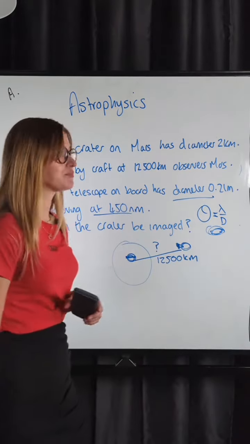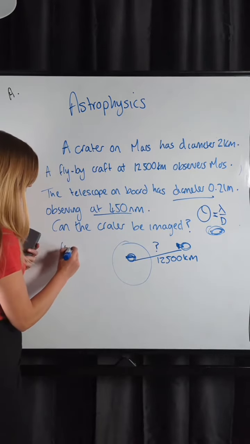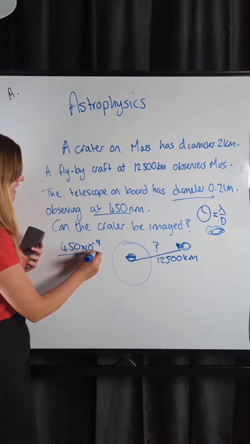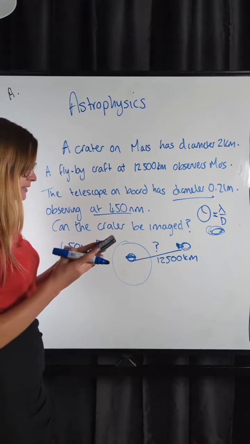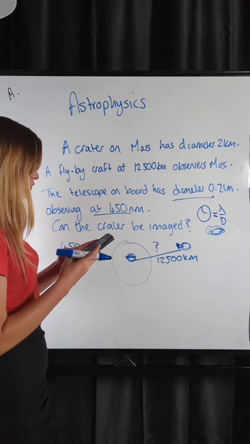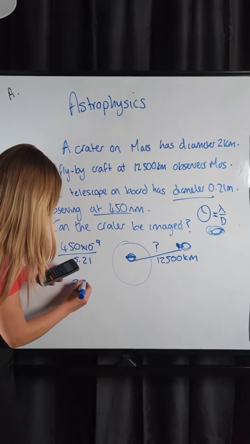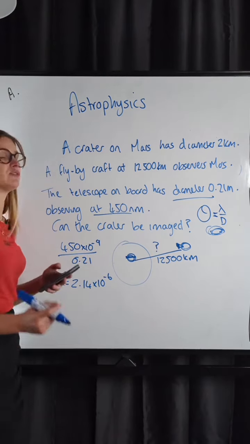So what we do is we look at our wavelength, which is 450 times 10 to the power negative 9, and we're going to divide it by the diameter, which is 0.21, to get that minimum angular resolution. So 450 times 10 to the power negative 9 divided by 0.21 gives me an answer of 2.14 times 10 to the power of negative 6. So that's what my minimum angular resolution is.